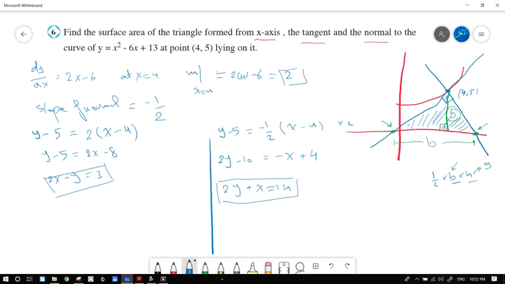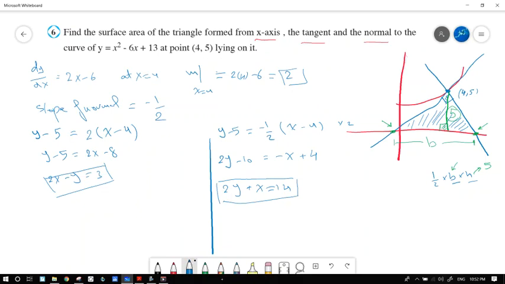These two equations are responsible for finding any point on the tangent and any point on the normal. So if, for example, I need this point, I have to substitute the value of x to find the value of y in the equation of the tangent. And also if I need this point, I have to substitute the value of x to find the value of y in the equation of the normal. So this equation is responsible for all the points on the tangent, and this equation is responsible for all the points on the normal.